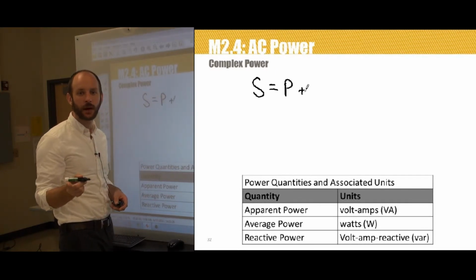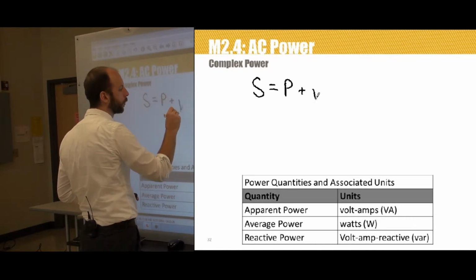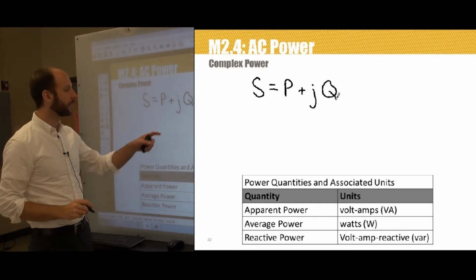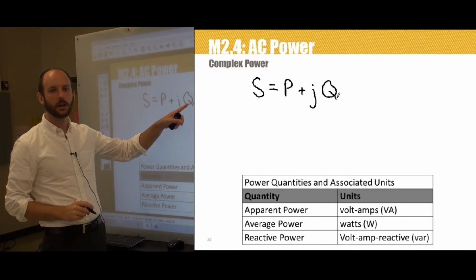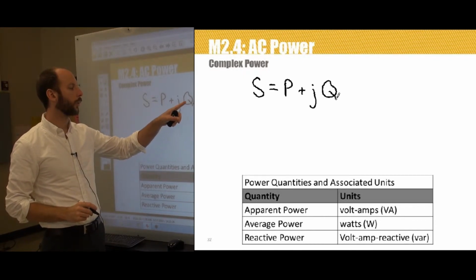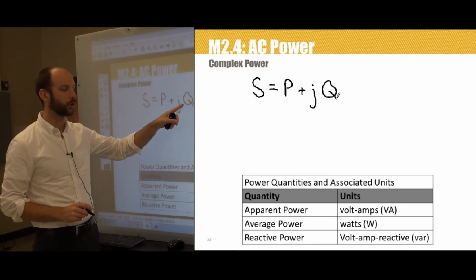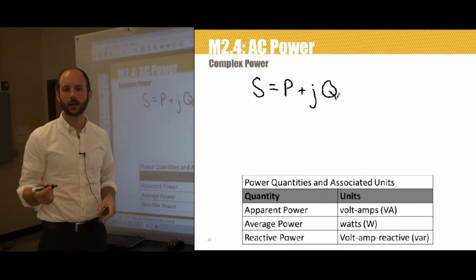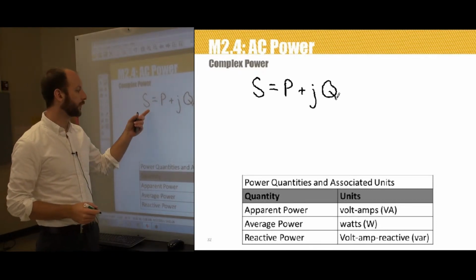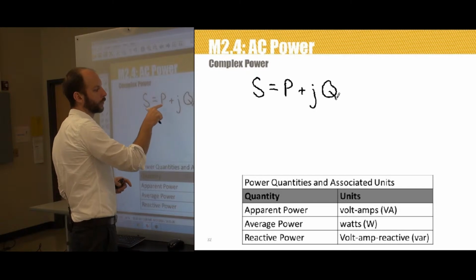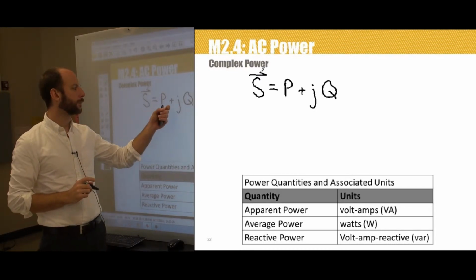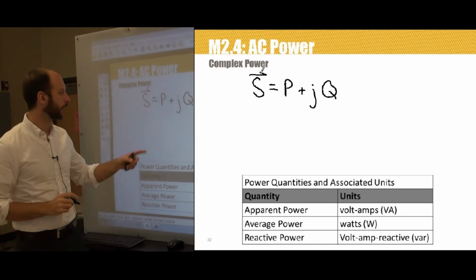Now, because reactive power is due to reactive components, we're still going to use that component j in front of it. This indicates that reactive power is not absorbed or consumed by the load, right? It's not converted into heat. We have to differentiate them. We go back to that j operator. This is a vector, right? It's got a real and an imaginary component to it, so technically S is a vector, P plus jQ. S equals P plus jQ.